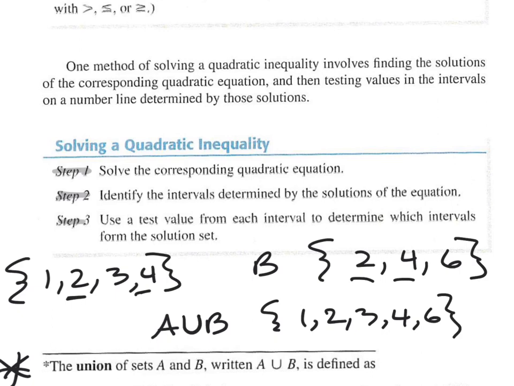If 0 happens to be one of the answers or the cutoff for your interval, you can't use 0. You'd have to pick another number. Okay, and I'm going to explain. But these are the 3 steps that I'm going to follow when I solve these.